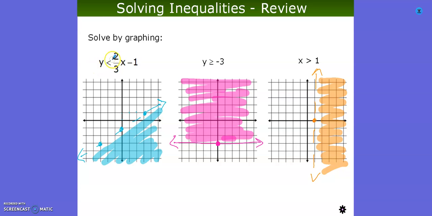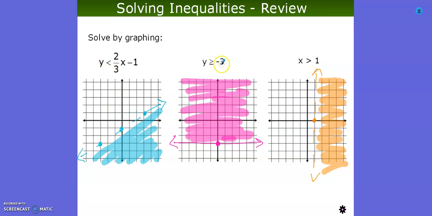So we've got y is less than 2/3 x minus 1. We graph the y-intercept, the slope. We use a dashed line because it is only less than, not less than or equal to. And then we shade below the line. You can pick a test point. If you plug in a test point to this equation and it's true, that's the side you would shade. So for example, if we chose 0, 0 for this one and plugged it in, that would be a false statement and we would not shade that side.